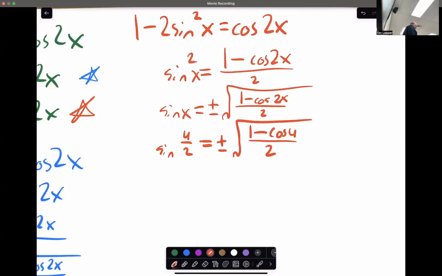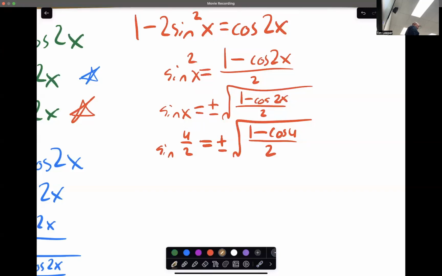Wait, how does the 2 go from out of the square root to the other side of the equal sign? What part? The 2x right there? How does it go from here to over here? It doesn't.